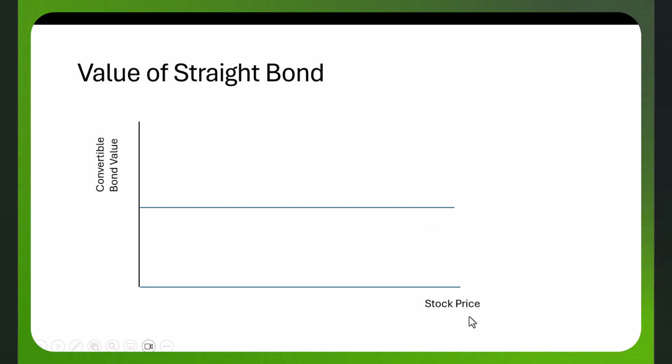The value of a straight bond is not very interesting, right? This is just the value of the bond. In this case, it would be 385.54. And it doesn't vary with the stock's price, right? It's just the same value.